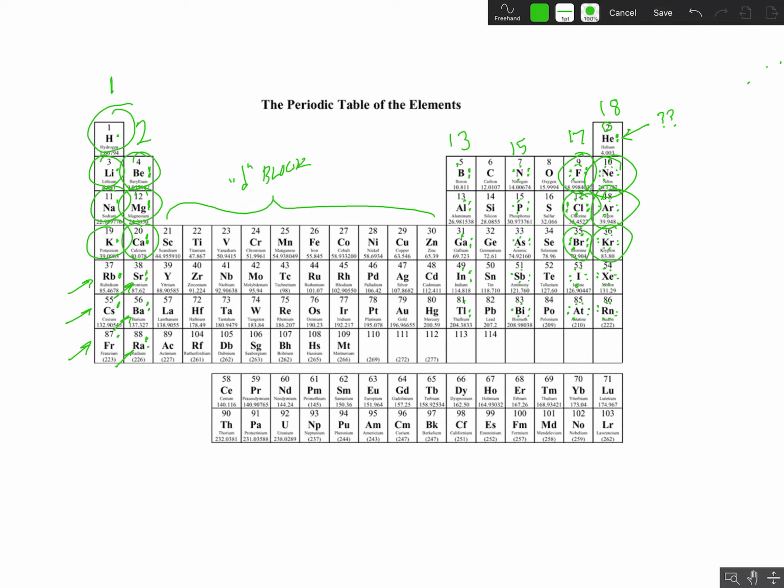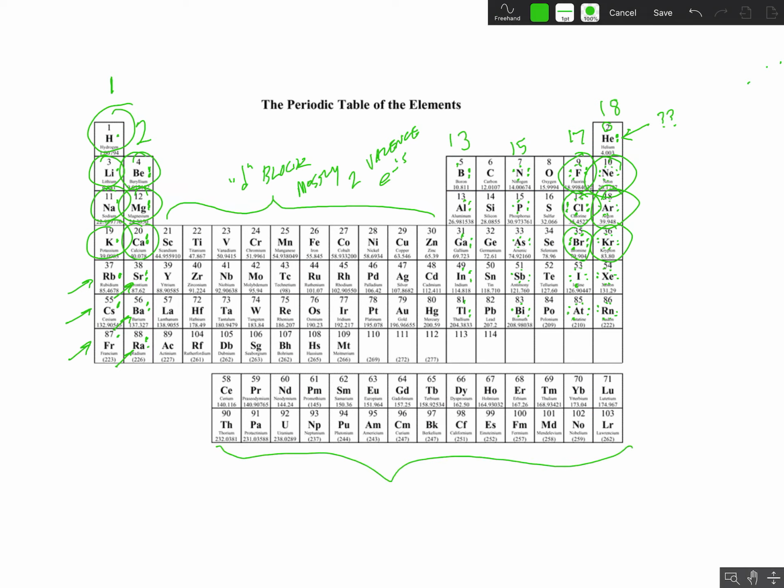And for the most part, they will have 2 valence electrons. But for this particular class, we really don't worry about why they have 2 valence electrons, and we usually don't draw their dot pictures unless I do them for you. So don't worry too much about those, or for these down here in what we call the F block.